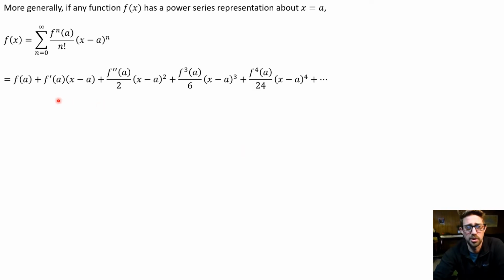So, if you were to expand it all out, this is what you get: f of a plus f prime of a times x minus a, because these are both over 1, plus f double prime times x minus a squared over 2. So that's 2 factorial is 2, 3 factorial is 6, 4 factorial is 24. The next term would be f5 times x minus a to the 5th over 120, which is 5 factorial.